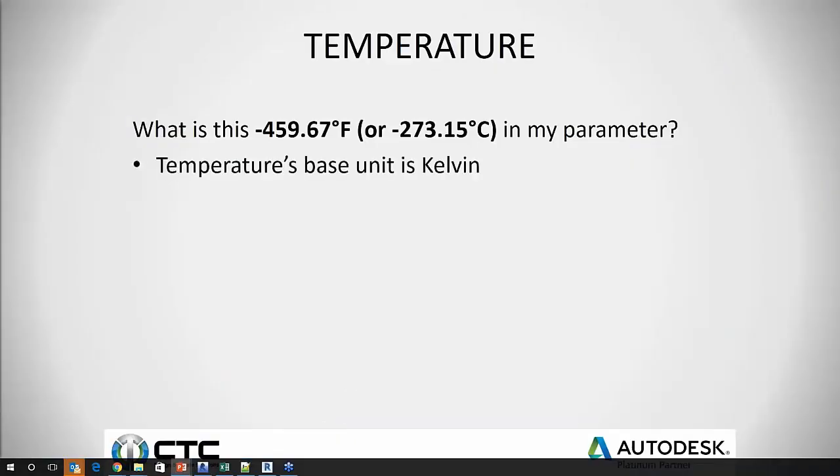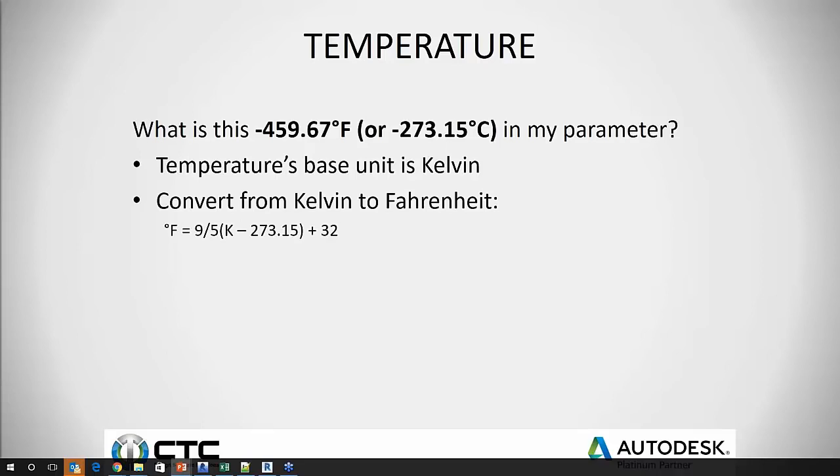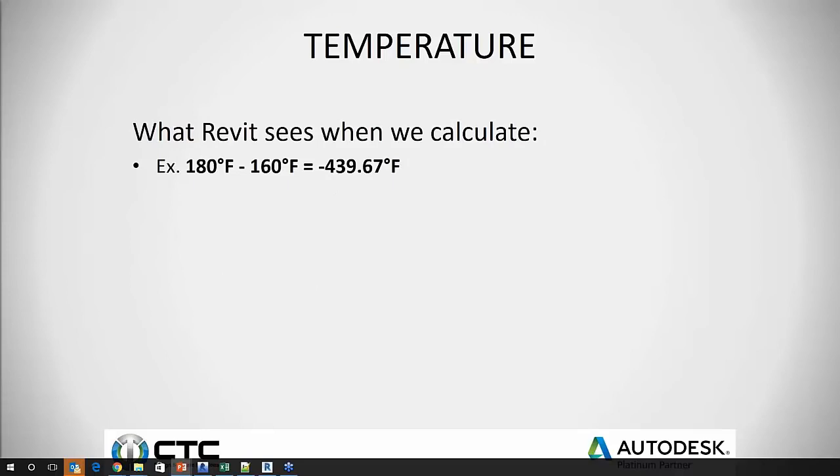So that's a quick discussion on temperature. As you may or may not know, temperature's base unit is Kelvin, and what Revit is actually seeing and how we convert it are pretty different. So here's the example: 180 minus 160 is 439. What Revit is seeing is it's converting 180 to Kelvin, converting 160 to Kelvin, then subtracting, and then converting back to Fahrenheit.